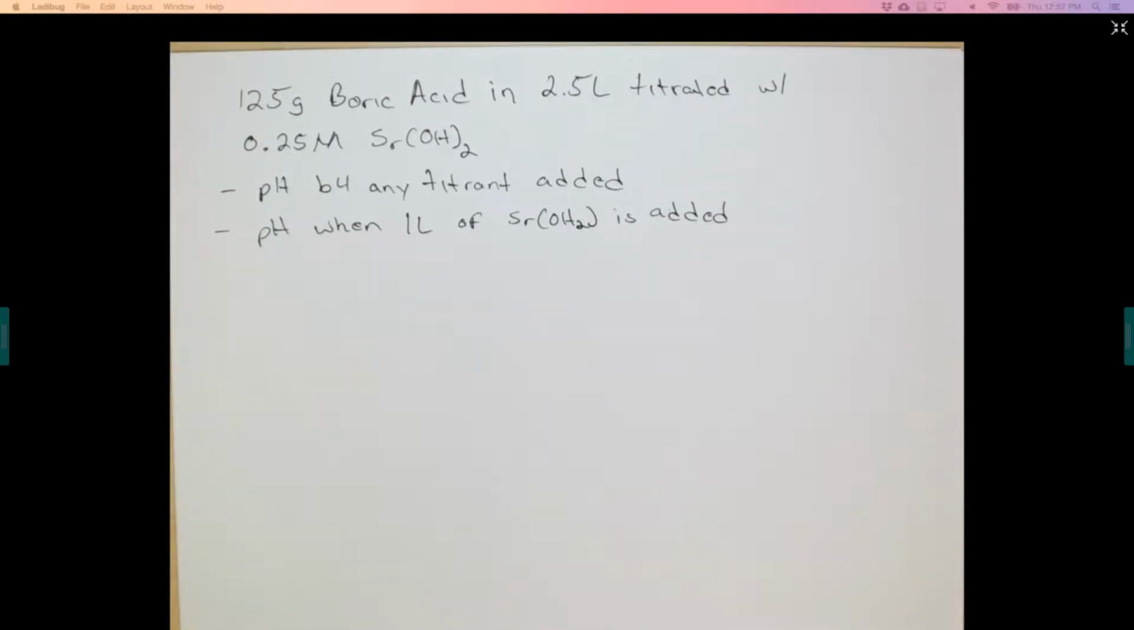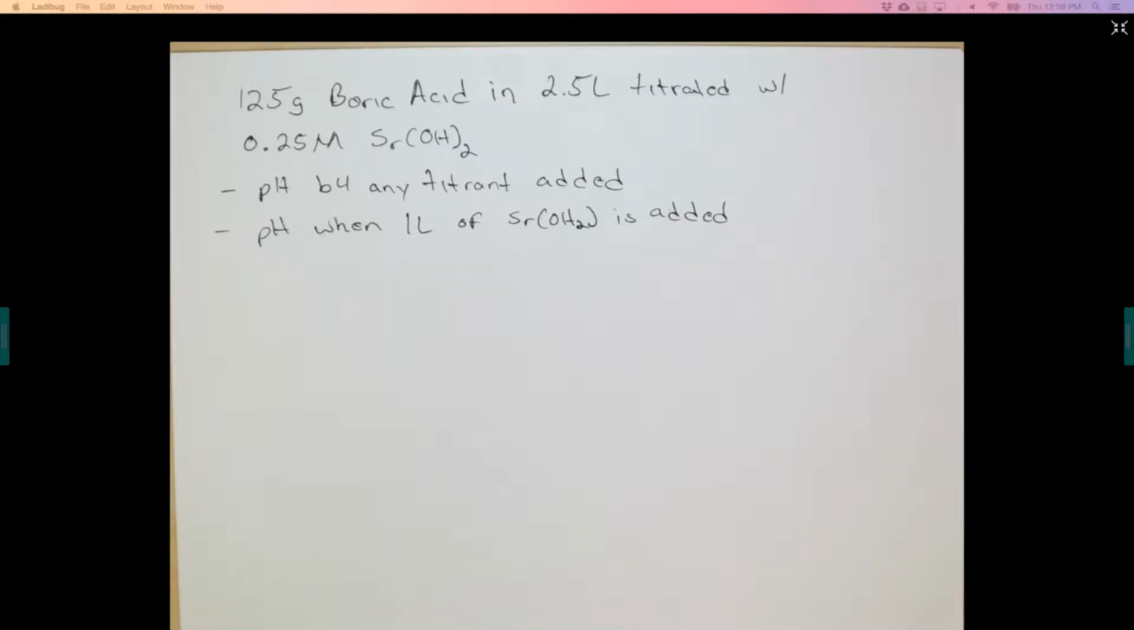So we have a solution that involves 125 grams of boric acid in 2.5 liters, titrated with 0.25 molar strontium hydroxide. And the first two questions that we're going to try to answer are the pH before we've added any titrant, before we add any base, and the pH when we add a liter of base.